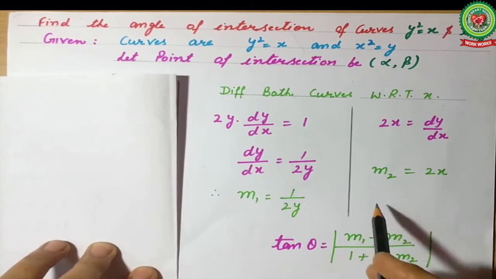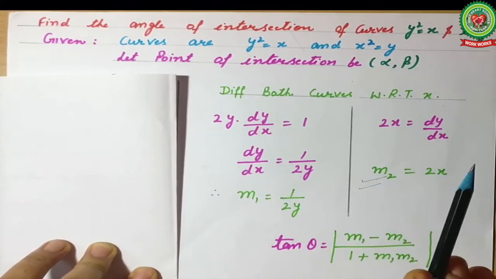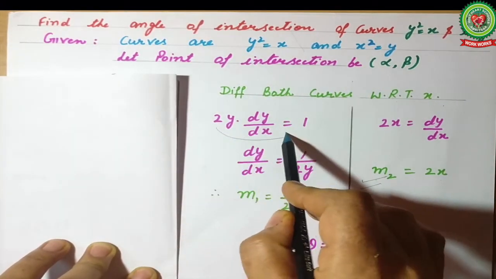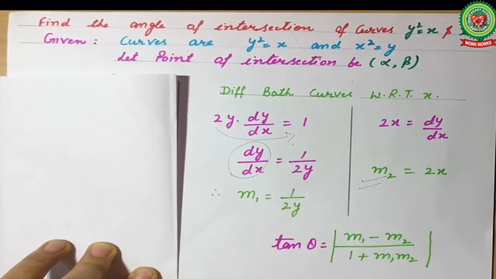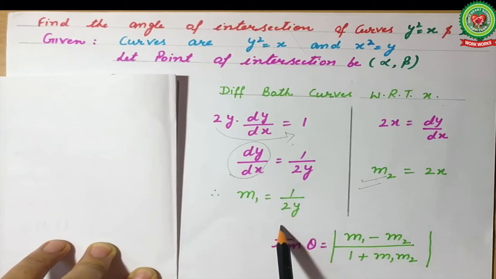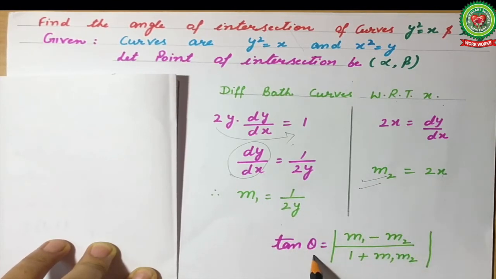Now the slope m2 we have got directly: m2 is equal to 2x. By shifting this value to the other side, we can find the value of dy upon dx, very easy. Therefore m1 is equal to 1 upon 2y, and m2 is equal to 2x. Now we can find tan theta.